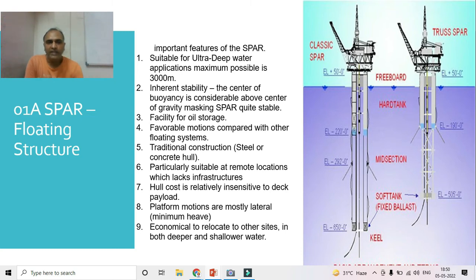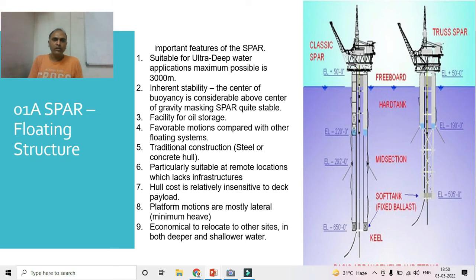The facility for oil storage, as we have discussed: the chambers in the hull like this have compartments for hydrocarbon storage as well as ballast water storage, okay. And sometimes produced water also. We all know what produced water is, because we have seen it in our earlier session.